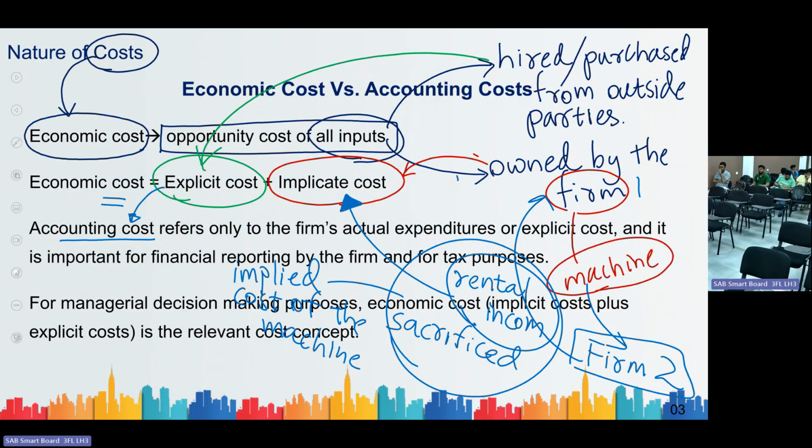So explicit costs are the only costs that accountants consider. Implicit costs are not considered by accountants. Accountants do not consider implicit costs in record keeping. Explicit costs are the only costs that accountants consider.